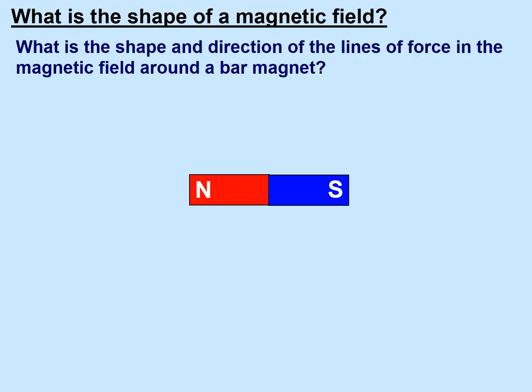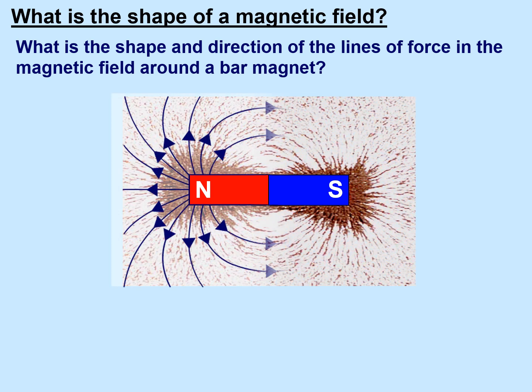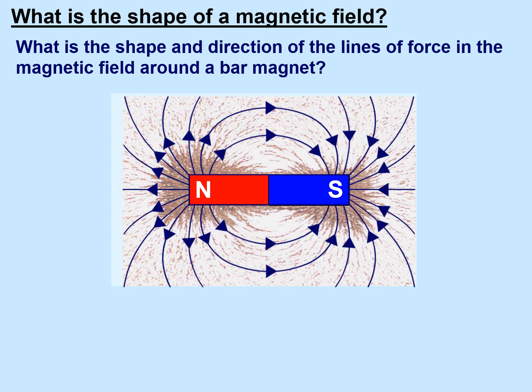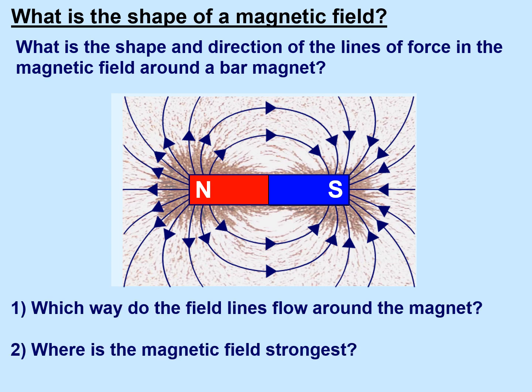So what is the shape of a magnetic field? What are the directions of the lines of force in that field around a bar magnet? I'm going to show you an image here. I'm sure you've seen it before. So initially that showed some iron filings, and what we've done there is drawn the field lines over the shape that the iron filings showed us. Two questions. I would like you to freeze it at this point, think about those two questions, and then answer them in your notes. So off you go.